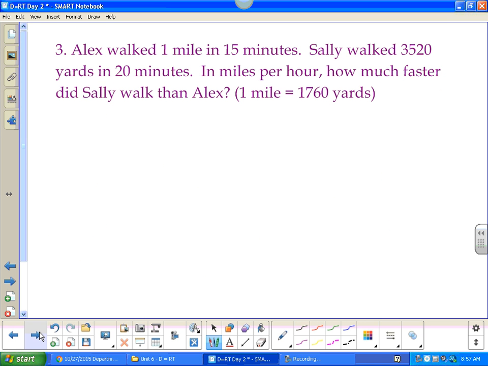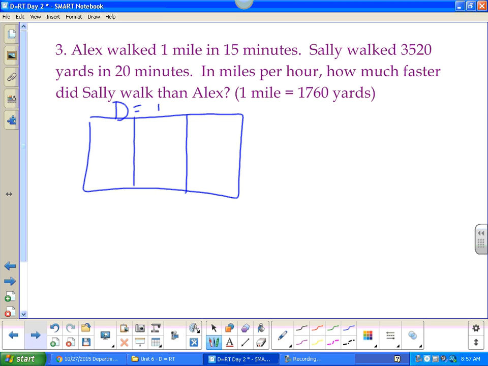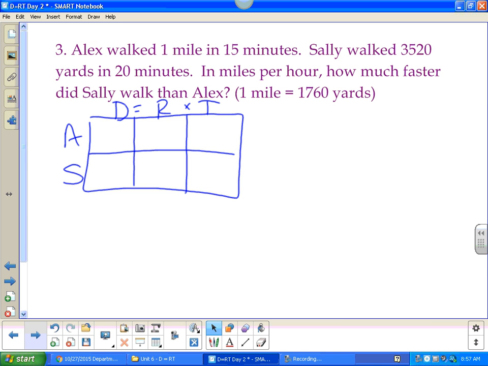Number 3. Alex walked 1 mile in 15 minutes. Sally walked 3,520 yards in 20 minutes. In miles per hour, how much faster did Sally walk than Alex? Okay, so we're going to start with our chart. And we've got Alex and Sally. And all right, he walked 1 mile. It's already in miles. That's good. In 15 minutes, and that's going to be my time. So 15 minutes out of 60.